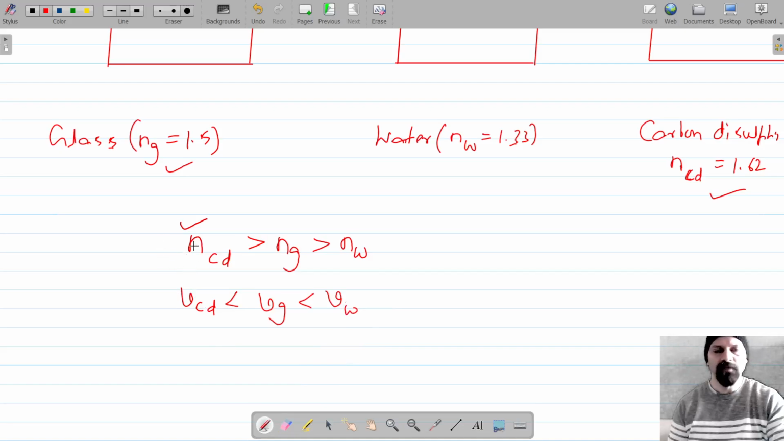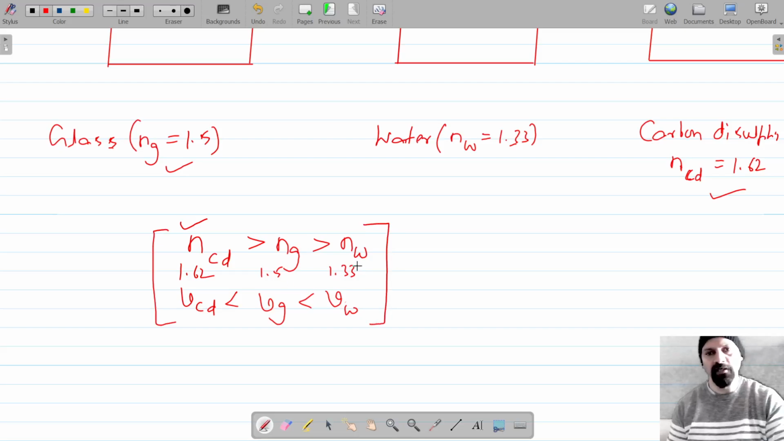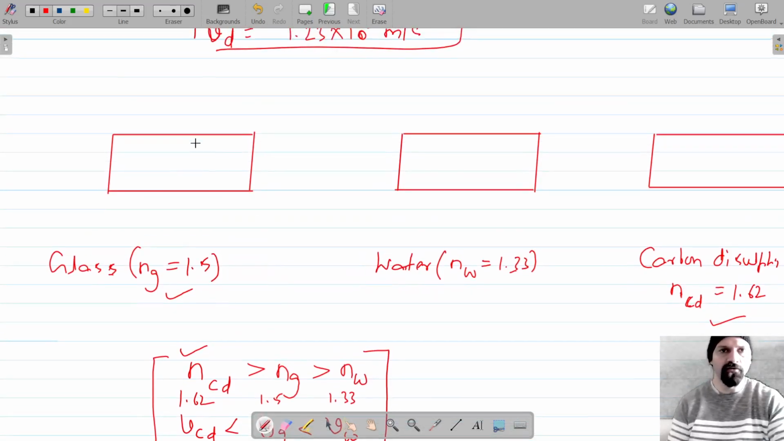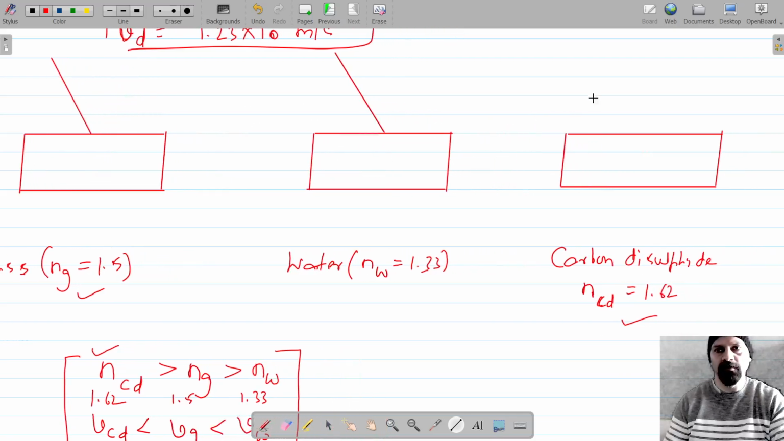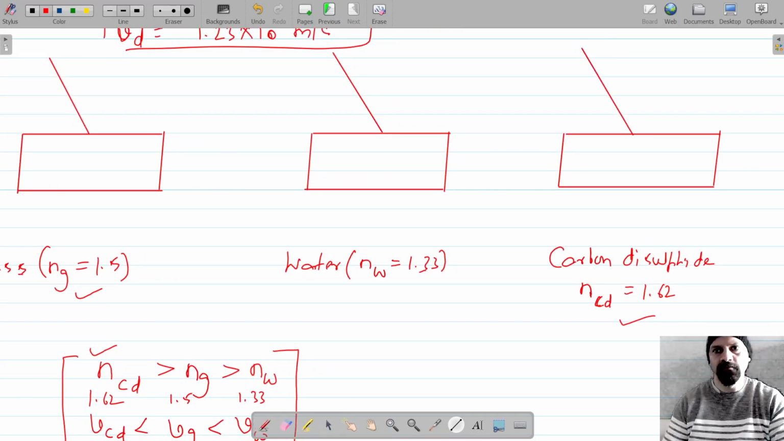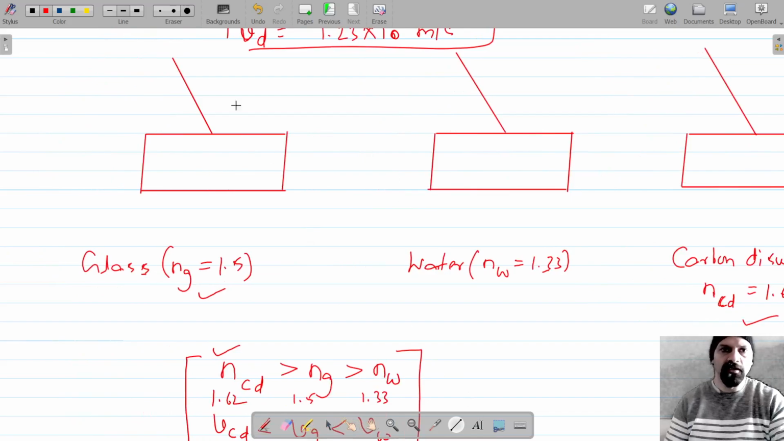Okay, now the refractive indices here are 1.62, 1.5, and 1.33. Because the refractive index is inversely proportional to the speed of light in that medium, this is how exactly it looks. Now let's incident a ray of light on all these media. Let this be the normal, and light is incident at the same angle.